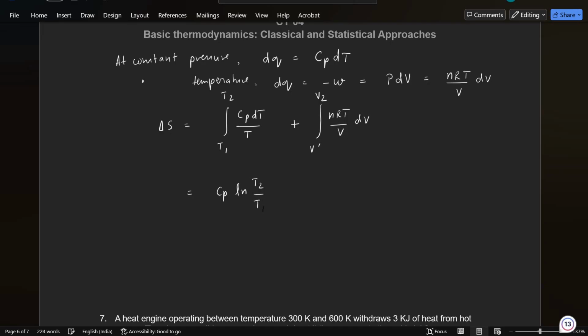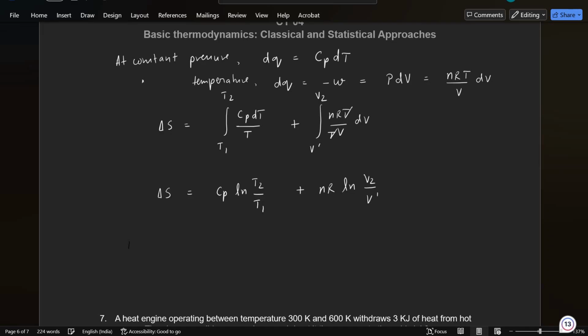Then this is going to be equal to, oh sorry, we missed the T over here, right? Yes, T was there. So this is nR ln V2 by V dash. This is delta S for now. Now we need to find out what V dash is.